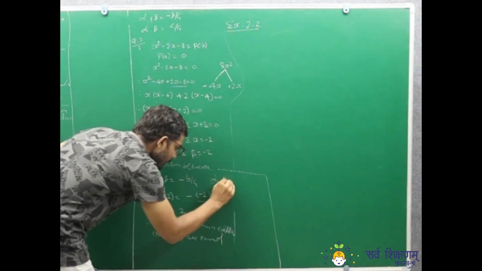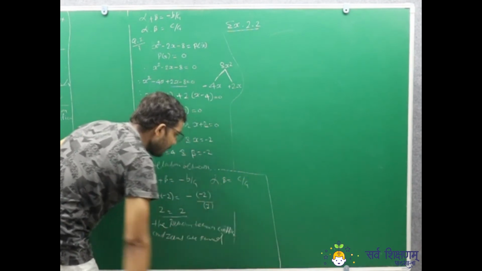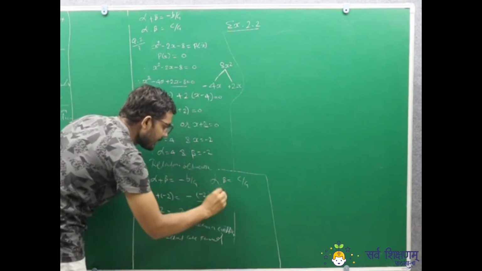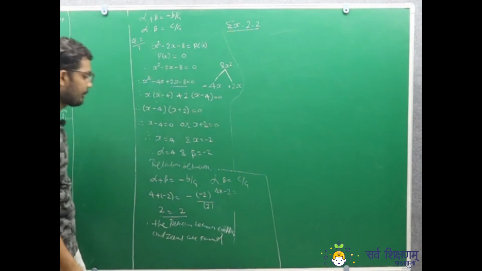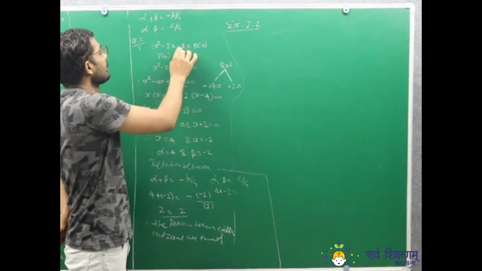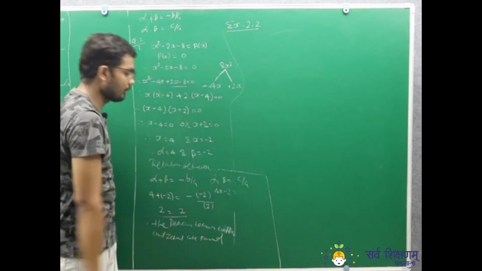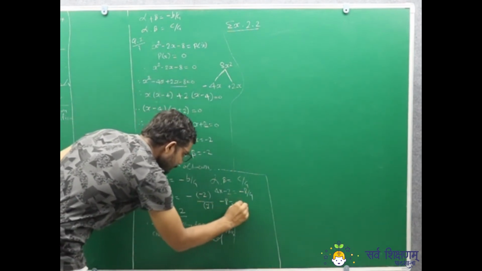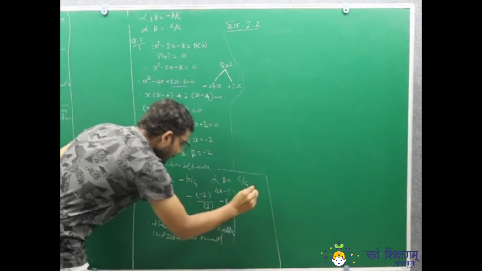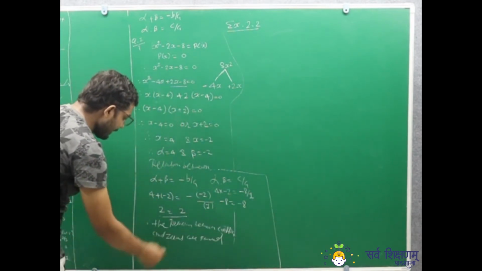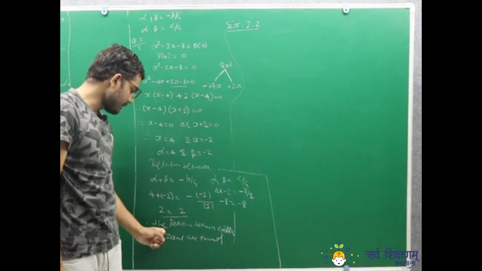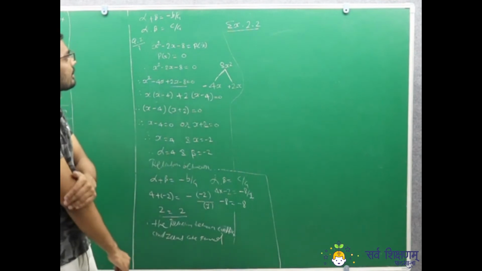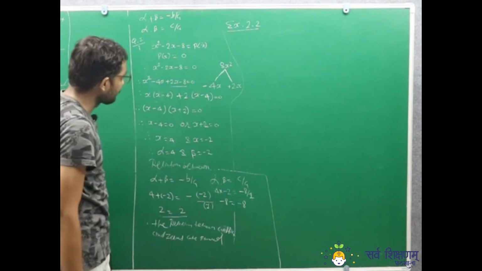Alpha into beta is equal to c by a. The value of alpha is 4, the value of beta is minus 2, and this is equal to c by a. The value of c is minus 8 and a is plus 1. It is equal to minus 8 upon 1. Therefore minus 8 is equal to minus 8. Therefore we can say that the relation between coefficient and zeros is proved.